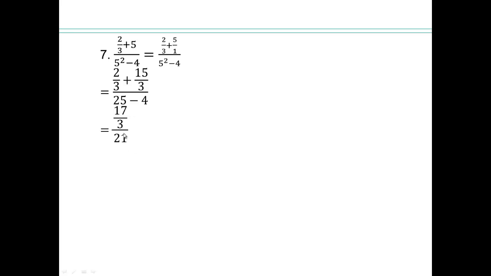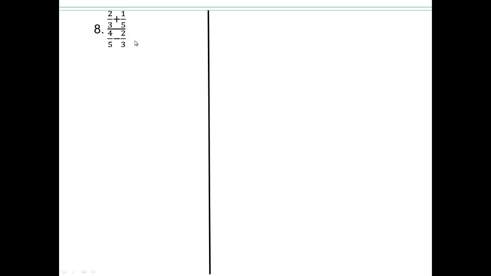17/3 divided by 21. You already saw division, so 17/3, the 21 is the same as writing 21 over 1. So we have 17/3 divided by 21 over 1. So you would do 17/3 times the reciprocal, and then multiply numerators, denominators. See if there are any like terms that you can cancel out, which there are none. So 17 over 63 would be your answer.